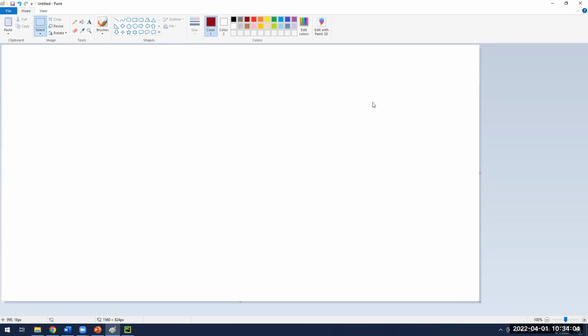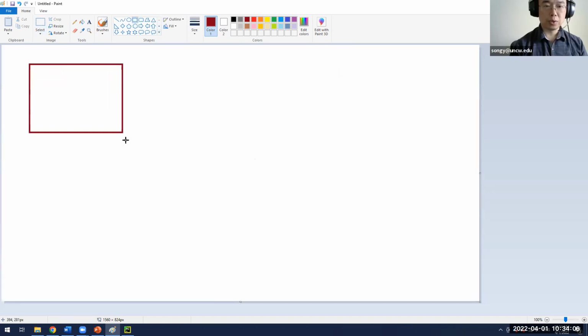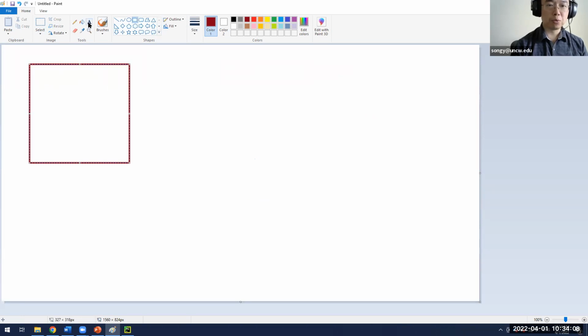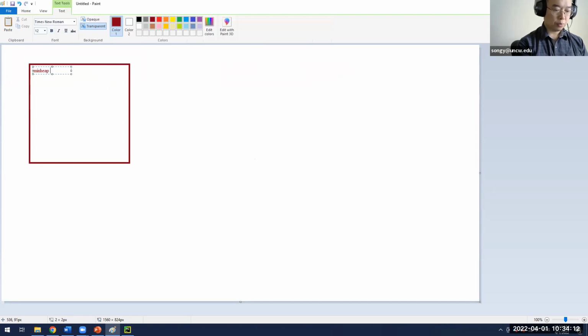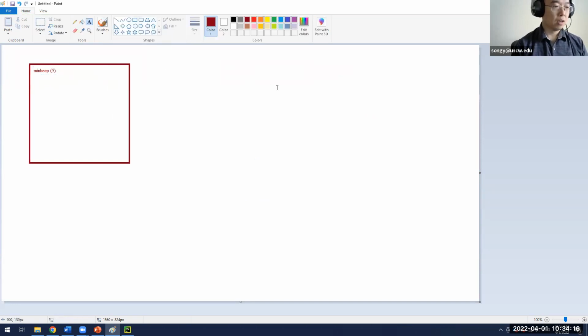So here, I want to create a min heap of up to 5 values. So min heap up to 5 values. So maybe we have 5 values or even less. Okay, and then here is our test case.